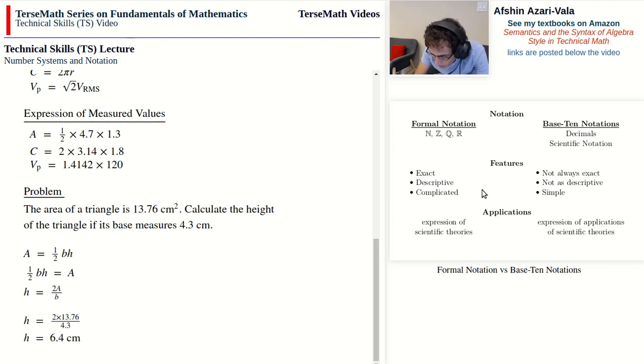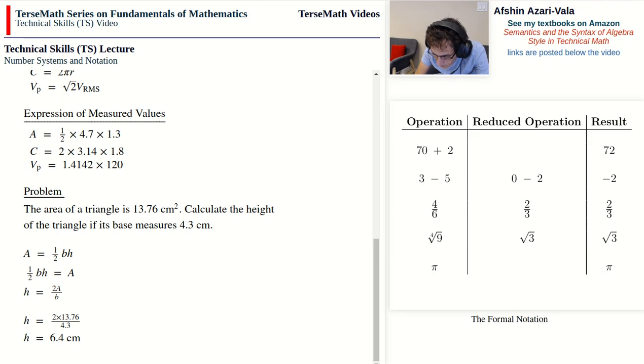Yeah, and then a couple of things that I want to say before we close this. One is on the use of the notation that we have. The formal notation is actually pretty interesting if you think about it. Here are some operations that we want to be able to do. We want to find the sum of 70 and 2, do the subtraction 3 minus 5, divide 4 by 6, and find the fourth root of 9. And also be able to work with numbers like pi, find pi. For some of these, we have reduced operations, and for some we don't. So of course, if we are adding 70 and 2, we write the result as 72.